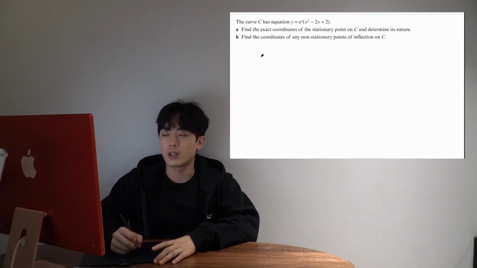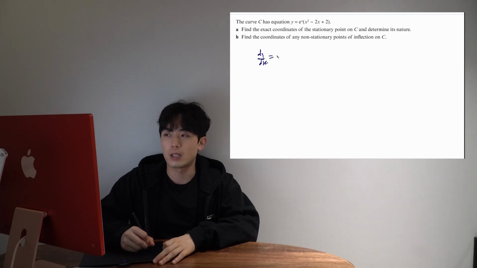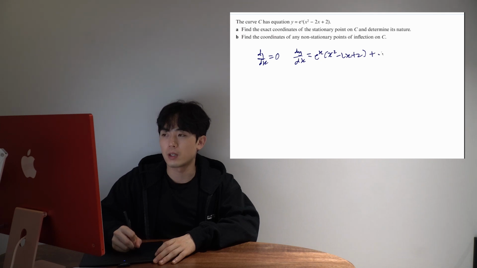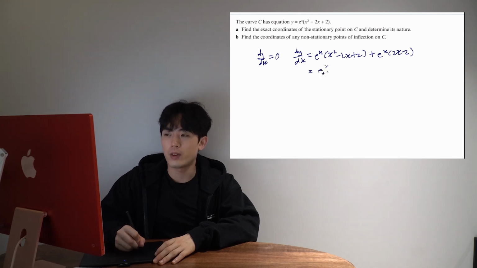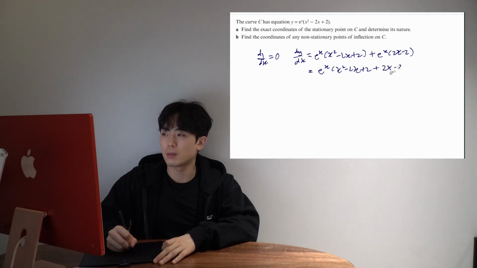So the curve C has equation like this. Find the exact coordinates of the stationary point on C and determine its nature. So we know a stationary point is when the first derivative is equal to 0, like this. So I can just differentiate this here. It's the chain rule, the product rule. So we have e to the x times (x squared minus 2x plus 2) plus e to the x, and then differentiating the inside we get 2x minus 2, like such. Let's go back and simplify this a bit. So x squared minus 2x plus 2 plus 2x minus 2. Cancel, cancel, cancel, cancel, so we get e to the x times x squared, like such.